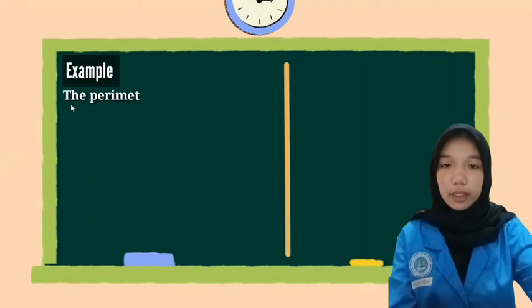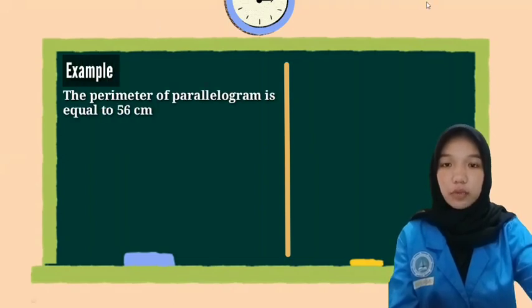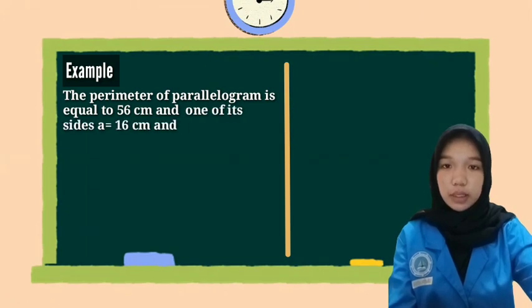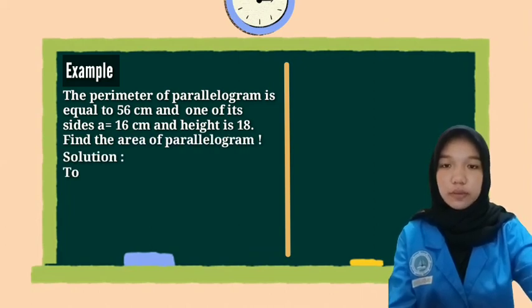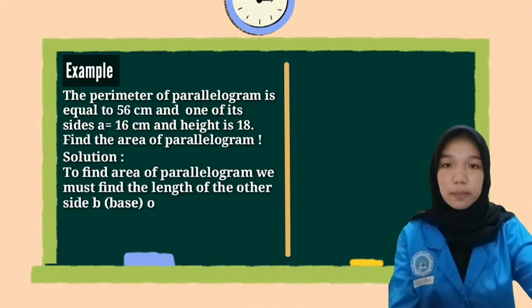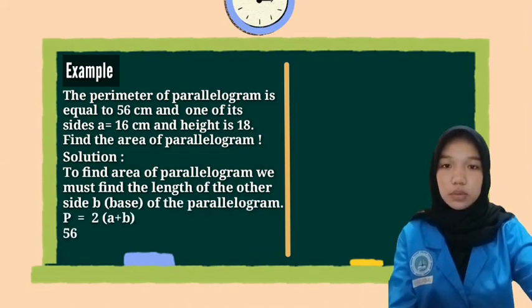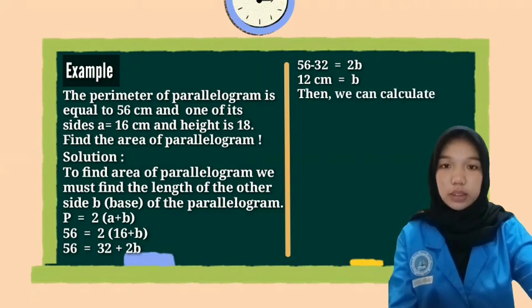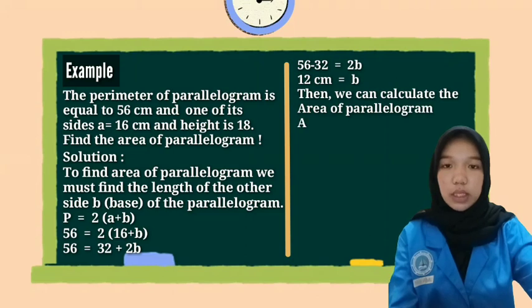The perimeter of a parallelogram is equal to 56 cm, one of its sides equals 16 cm, and the height is 18. Find the area of the parallelogram. The solution is: to find the area of the parallelogram, we must find the length of the other side b, or base of the parallelogram. P equals 2 times (a plus b). 56 equals 2 times (16 plus b). 56 equals 32 plus 2b. 12 cm equals b. Then we can calculate the area of the parallelogram. A equals b times h. A equals 12 times 18. A equals 216 cm².